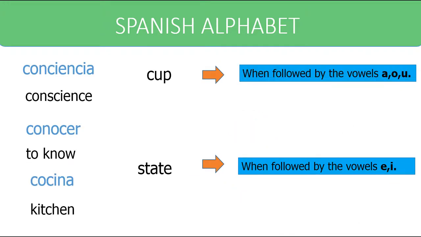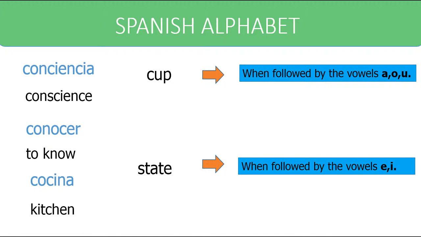Now let's see some examples combining the two sounds. For example, conciencia means conscience. Conciencia. And notice how the first C sounds as in cup, because it's followed by the vowel O. The other two C's are followed by the vowel I, so they both sound as in state.